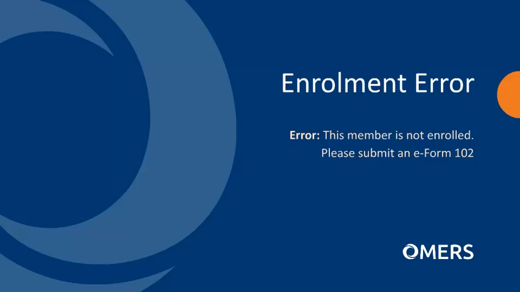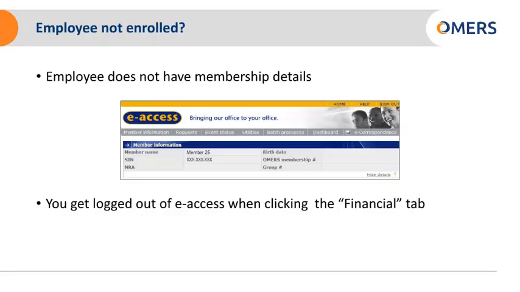First, let's take a look at the following error. Error: this member is not enrolled. Please submit an eForm 102. This exception message tells you that the member is not enrolled in the OMERS plan. Besides this error firing, there are two other ways you can determine if the member is not enrolled. If when you enter the individual Form 119 request, the membership details are blank as seen on the slide, or when you attempt to click on the Financial tab, you get booted out of eAccess. These are all signs the member is not enrolled.